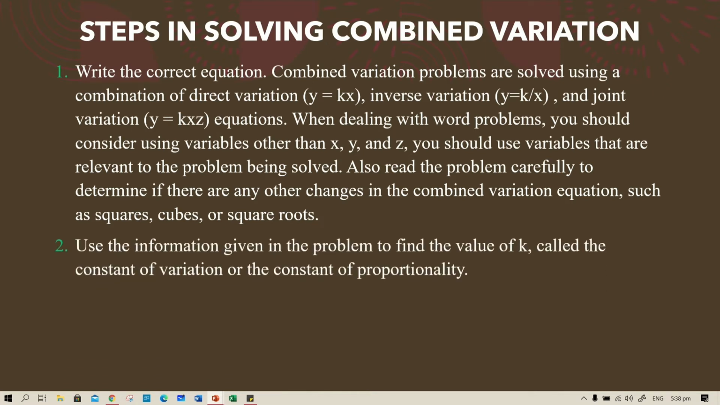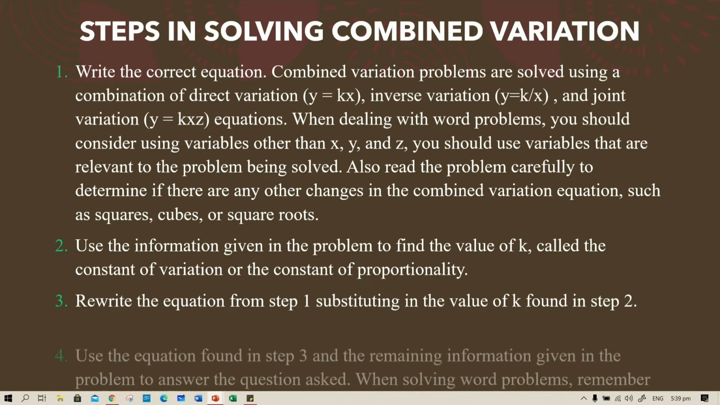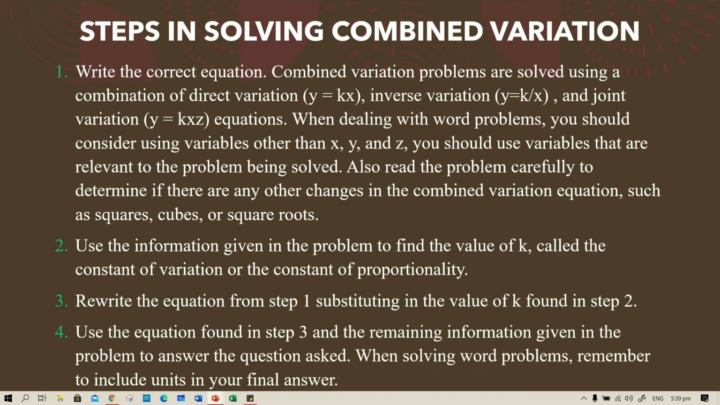Number 2, use the information given in the problem to find the value of k, or the constant of variation or constant of proportionality. Number 3, rewrite the equation from step 1 by substituting in the value of k found in step 2. And lastly, use the equation found in step 3 and the remaining information given in the problem to answer the questions asked. When solving word problems, remember to include units in your final answer.